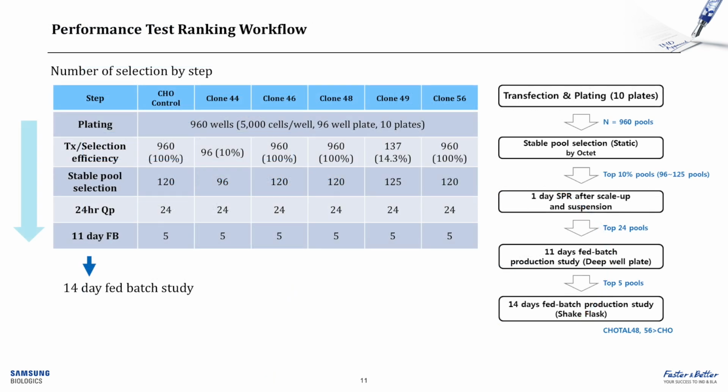The first stage of the performance test ranking workflow is screening of the mini pools in the 96-well plates. And you can see right up front, for clones 44 and 49, the transfection efficiency really gave us a red flag on 2 of the 5 clones, as this is not something that would be robust enough for us to offer to our clients as a host cell line. That being said, we still took the colonies that were generated and scaled them up through the 24-hour, 11-day and 14-day fed batch study for completeness of the data, but knowing that because of the viability or cell growth or selection efficiency, these were not host cell lines that we could take further.